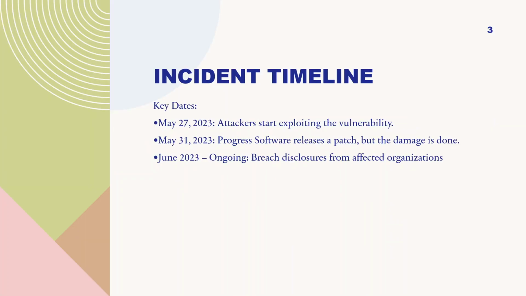So the incident timeline, the key dates we focused on were the 27th of May 2023, when the impact started and the attacker started exploiting the vulnerability. On May 31st 2023, Progress Software released a patch, but the damage was done. And then in June, the breach disclosures from affected organizations presented public data about how they were affected.